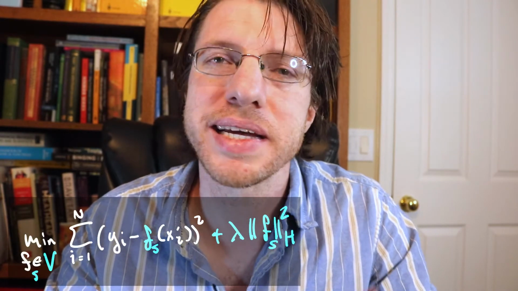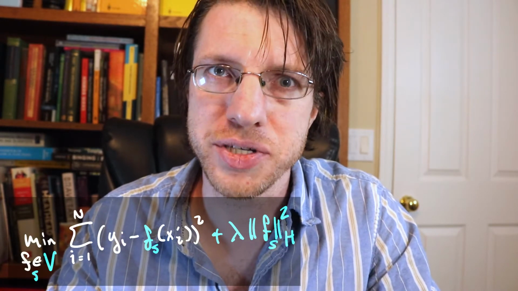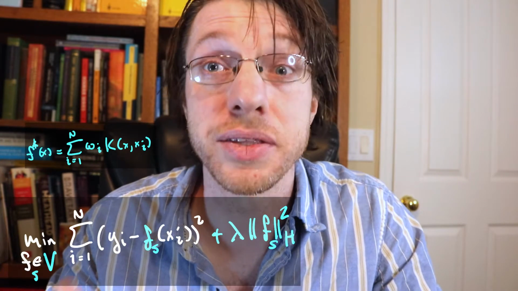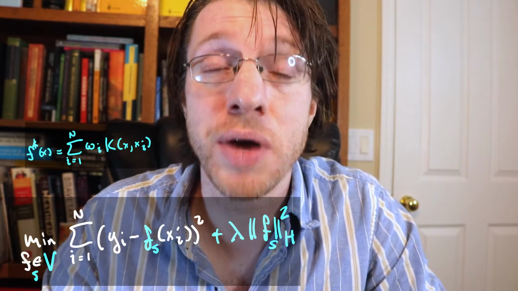This tells us that if we look at a regularized loss function, then the unique minimum for this optimization problem has to be expressible as a linear combination of the kernel functions centered at those points. And this is the representer theorem.